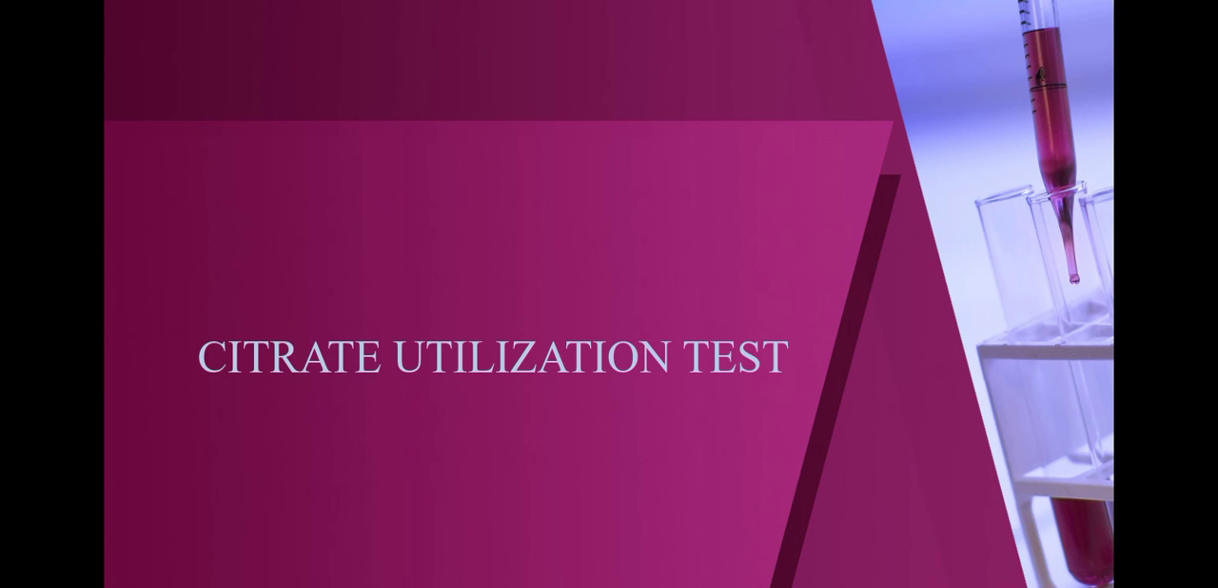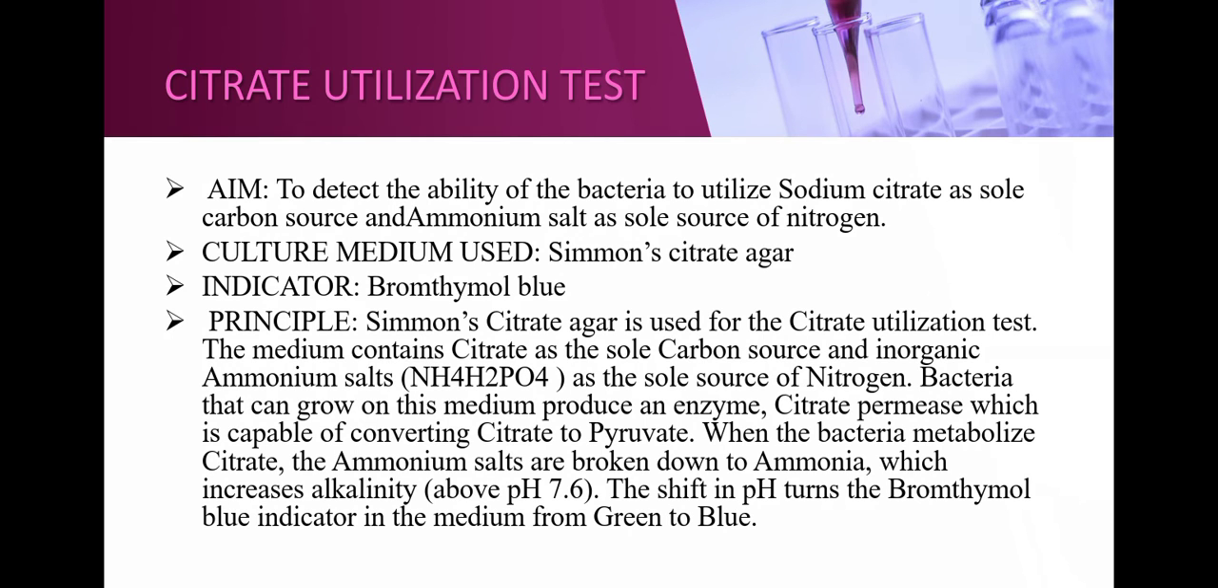Citrate utilization test. Simmons citrate agar is used for this test to detect the ability of bacteria to utilize sodium citrate as a sole carbon source and ammonium salt as the sole source of nitrogen. Culture medium used: Simmons citrate agar. Indicator: bromothymol blue is used as the indicator of the citrate utilization test.